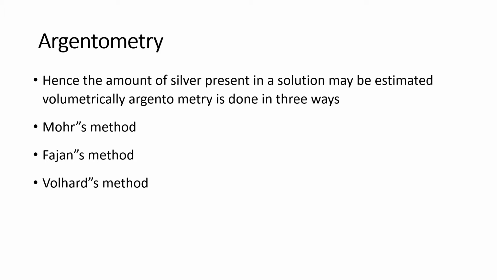Argentometry. Argentometry is the method by which the amount of silver present in a solution is estimated volumetrically. There are three methods: one is Mohr's method, Fajan's method, and Volhard's method.